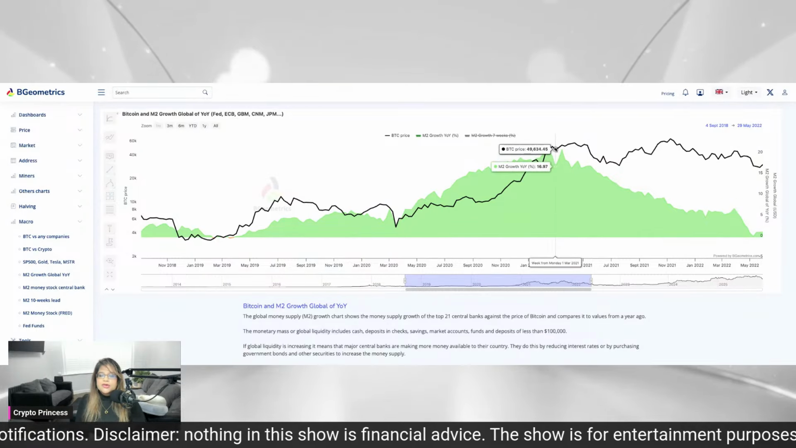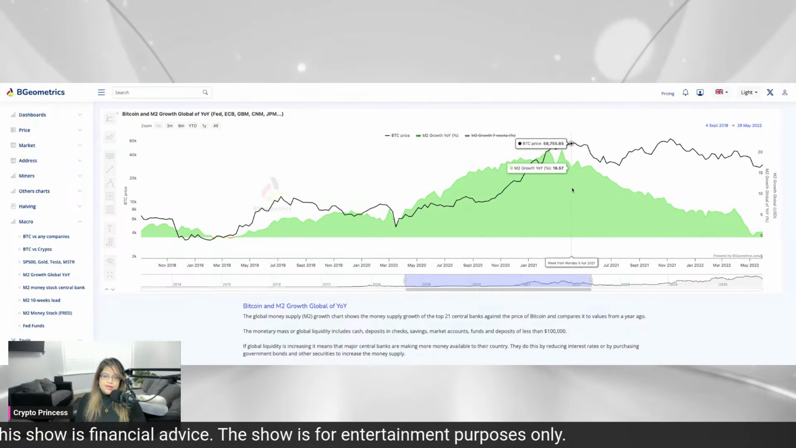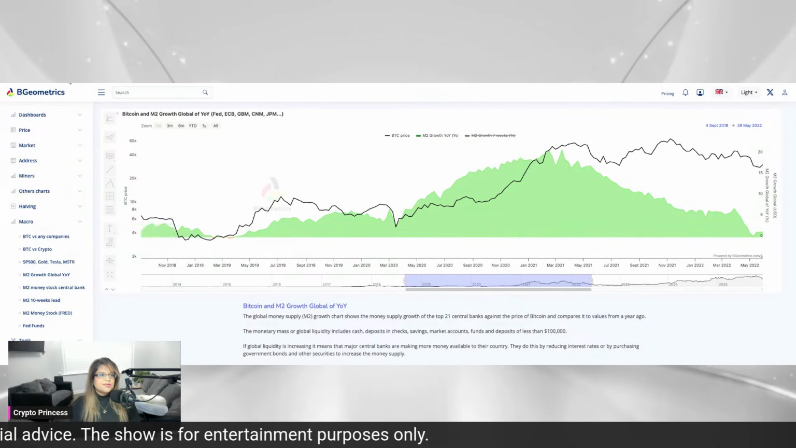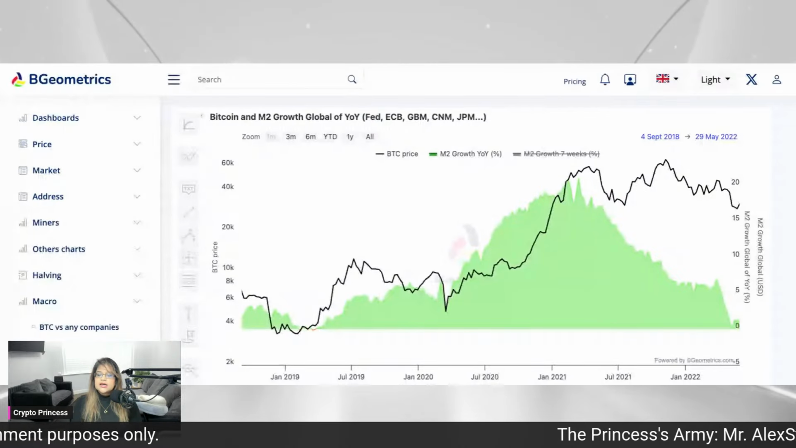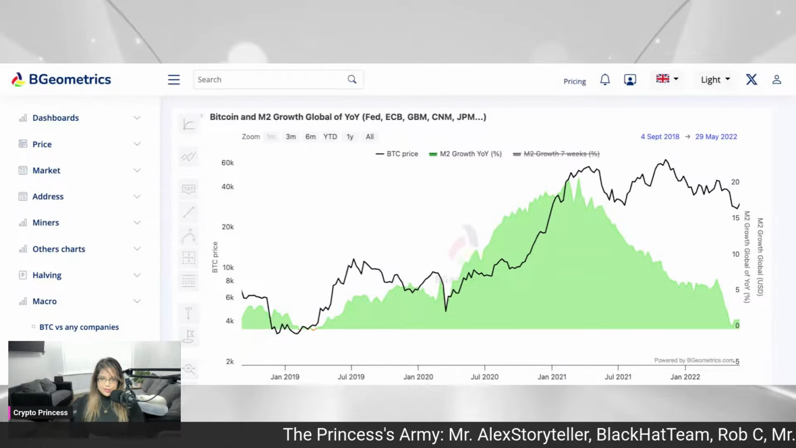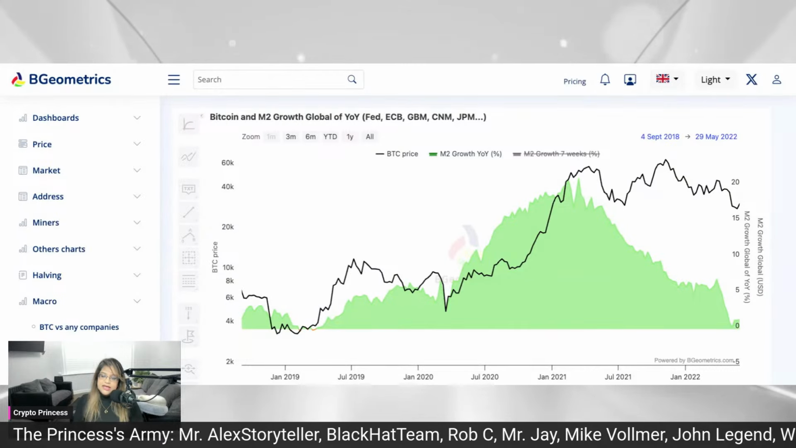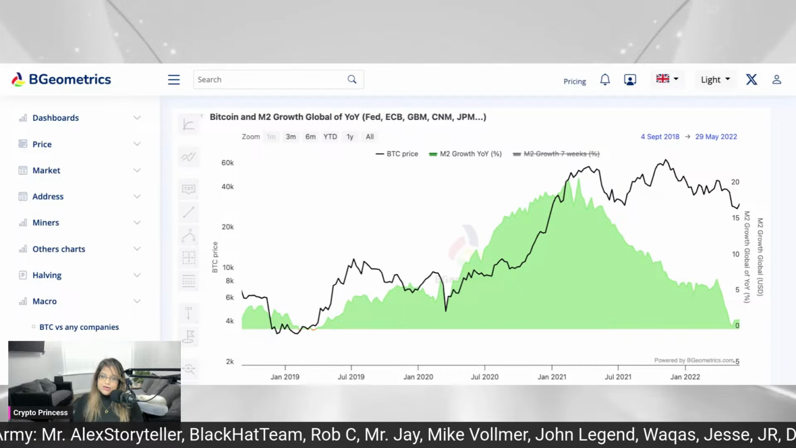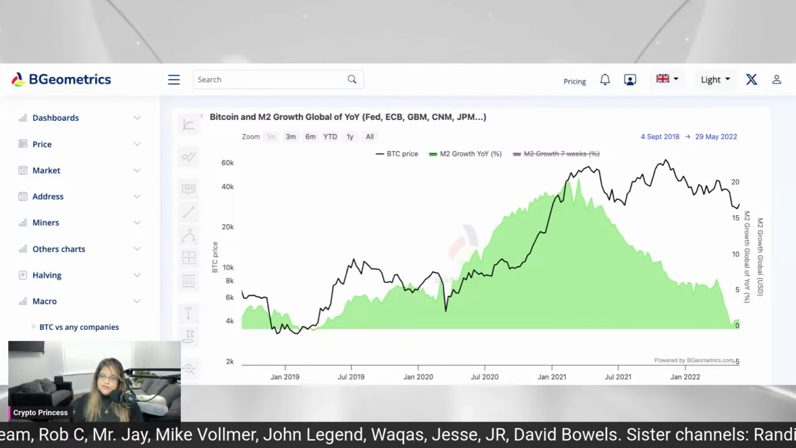And then we've got the first peak here. I had a different graph and I don't know where it's gone now. But we can clearly see here that Bitcoin tends to follow the M2 money supply. As the M2 money supply increases, like here especially, you can see Bitcoin increases afterwards.